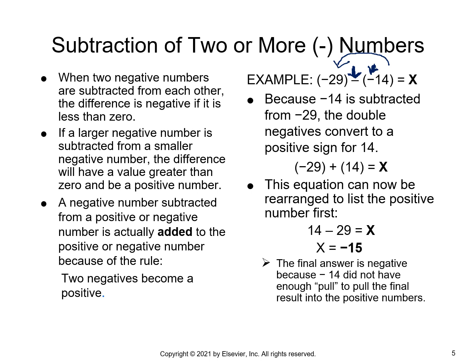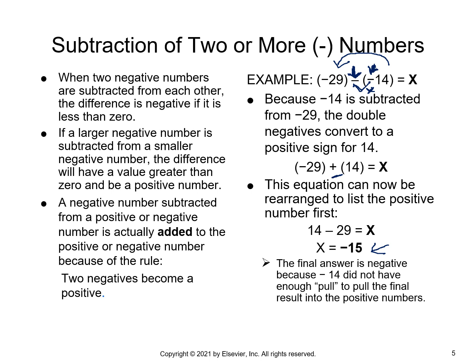So because negative 14 is subtracted from negative 29, these two negatives here actually kind of cancel each other out. So instead of those being negative, it really should be a positive. So you can kind of see where those two have canceled out. That $14 goes back into your account, and guess what? Now you're only overdrawn $15, so a negative $15. The final answer is negative because negative 14 did not have enough pull to pull that final result into a positive number, or in other words, the bank didn't reimburse you enough money.